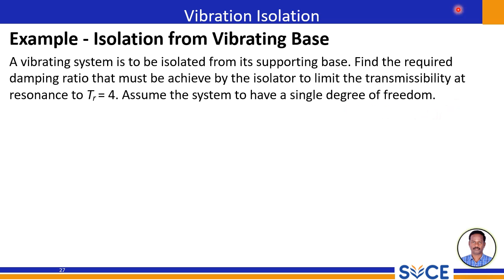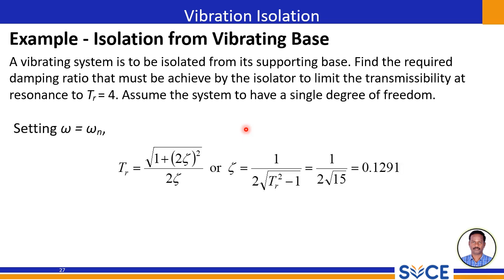So we are given the information that the system is a single degree of freedom system, and the desired transmissibility at resonance is 4. To solve this problem, we need to follow some simple steps. Use the transmissibility equation at resonance and then solve for the damping ratio zeta. By solving that, we can find zeta, which is 0.1291.